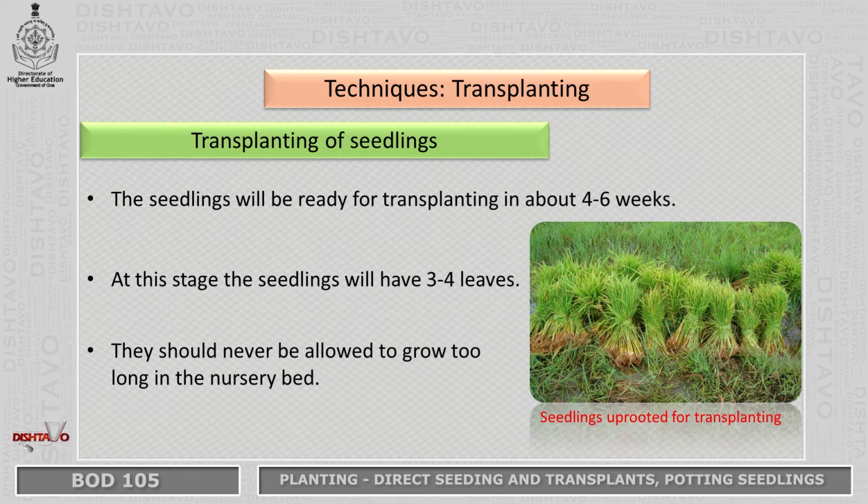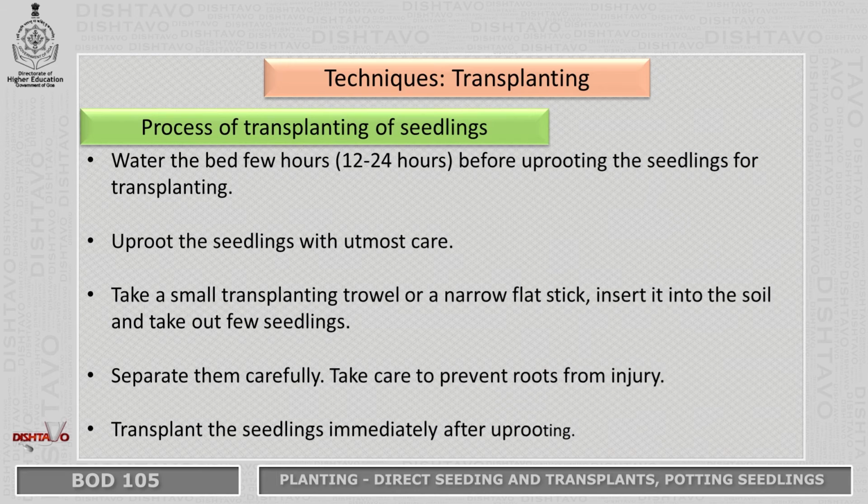Transplanting of seedlings. In the picture, you can see seedlings uprooted for transplanting. The seedling will be ready for transplanting in about 4 to 6 weeks. At this stage, the seedling will have 3 to 4 leaves. They should never be allowed to grow too long in the nursery beds. The process of transplanting of seedlings.